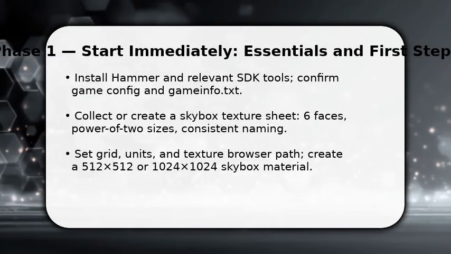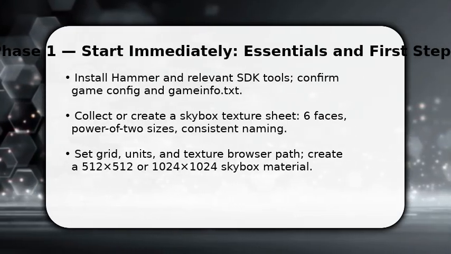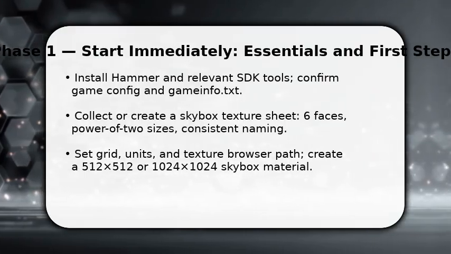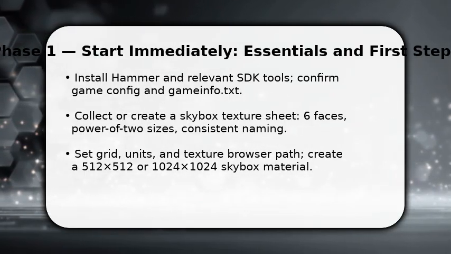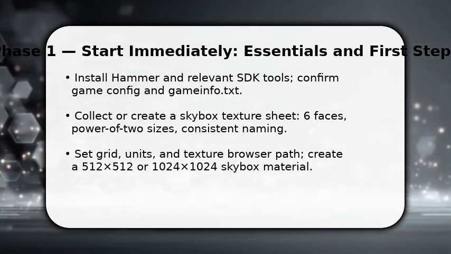You begin by confirming prerequisites: Hammer, the correct SDK, and a valid gameinfo.txt so the engine finds textures. Once that's confirmed, import or locate a Skybox texture sheet with 6 faces, matching sizes and naming.